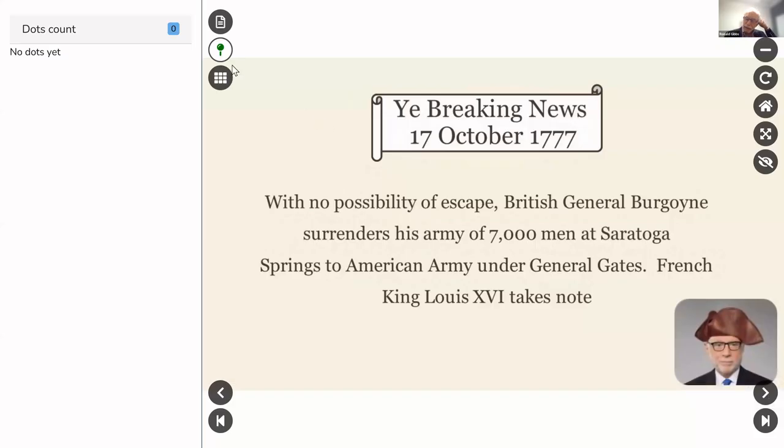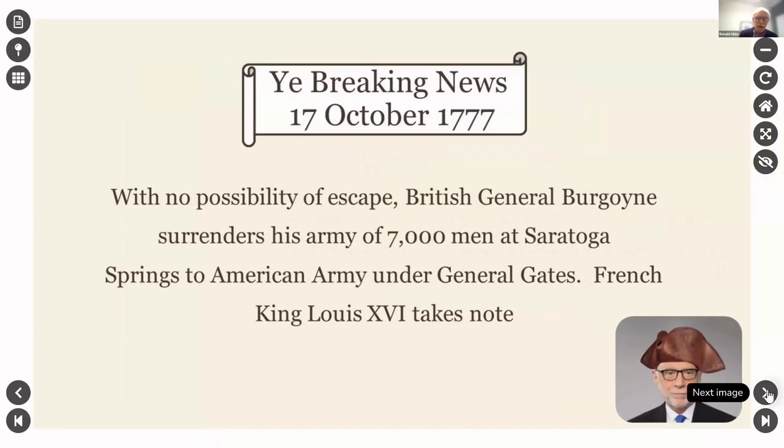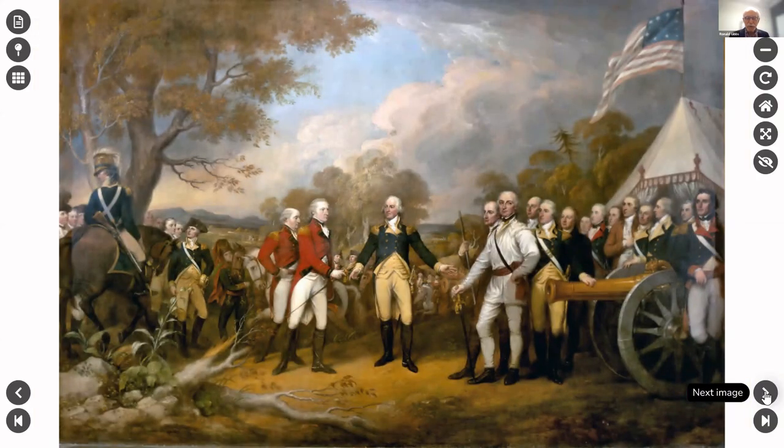And we see that on October 17th, 1777, with no possibility of escape, British General Burgoyne surrenders his army of 7,000 men at Saratoga Springs to the American army under General Gates. And French King Louis XVI not only takes note, but begins negotiations to become formal allies. Next slide. And this great moment of the surrender of Burgoyne's army is depicted in this John Trumbull painting. Next slide.